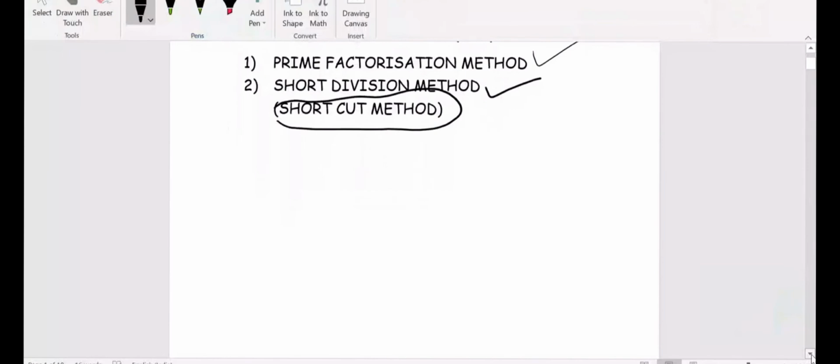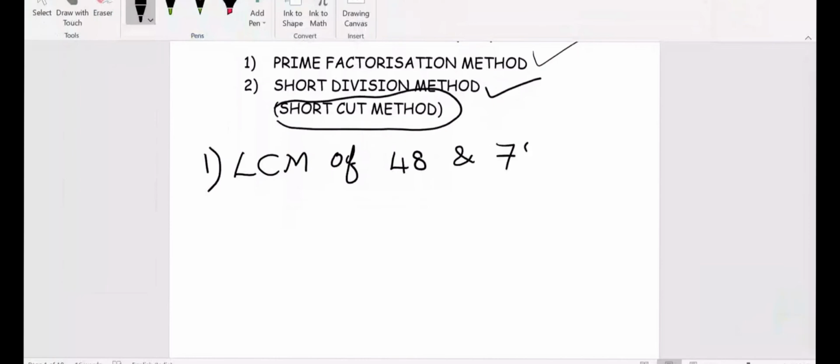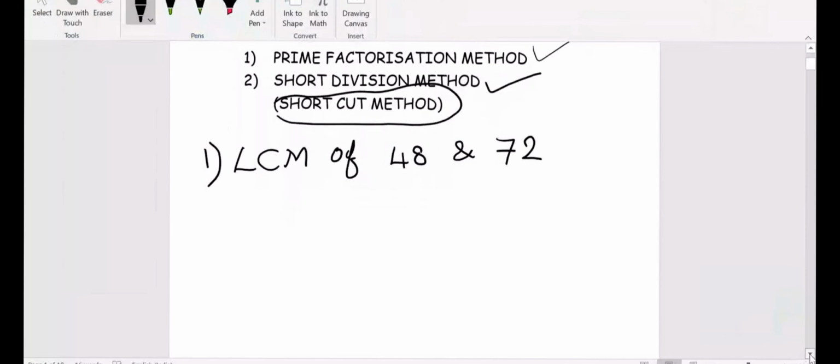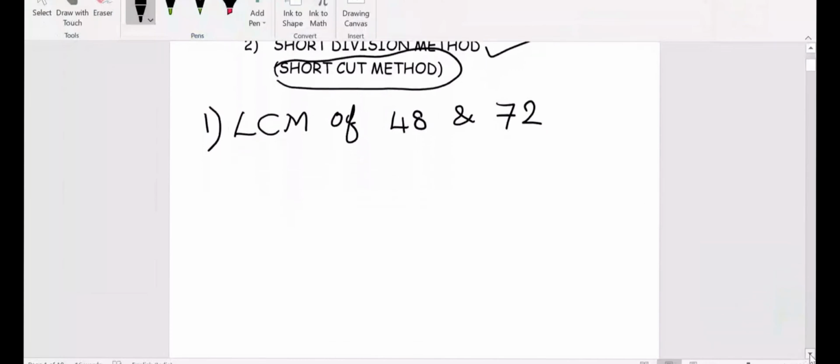Okay, so first I have the problem here. The first one is: find the LCM of 48 and 72. So for finding the LCM of these two numbers, first we have to make a cross mark like this on both sides. As we have two numbers, I'm writing the first number here and the second number here on the right-hand side.